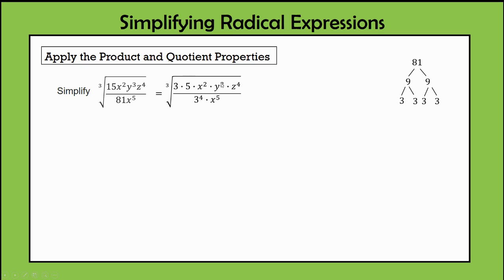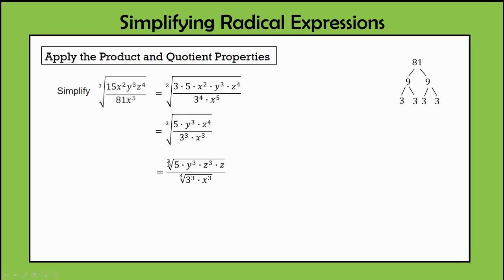Now, before I separate these, I want to reduce. Okay, so if I look at common bases, I got a 3 to the 1st power up here, a 3 to the 4th down here. When I cancel those out, I'll have 3 to the 3rd in the denominator. I got x squared, x to the 5th. When I cancel those out, I'll have x cubed in the denominator. And then these values will remain in the numerator. So it'll look like this: 5 y cubed z to the 4th over 3 to the 3rd x cubed. So that simplifies here. Now I'm going to separate because you can't leave it as a fraction under a radical.